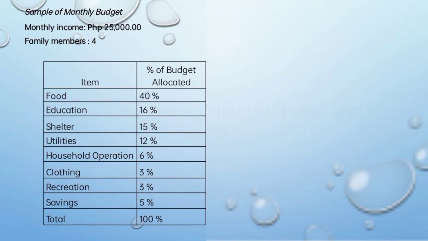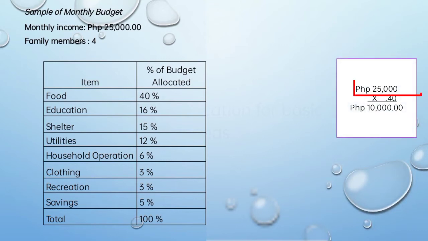So, how do we compute the amount of budget for food? For example, the monthly income is 25,000. This 40% will become 0.40. Multiply 25,000 times 0.40, and we will get 10,000.